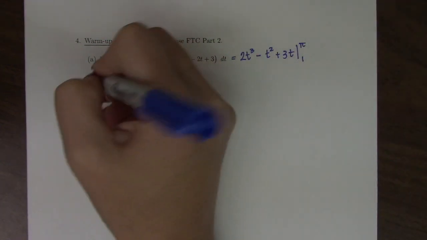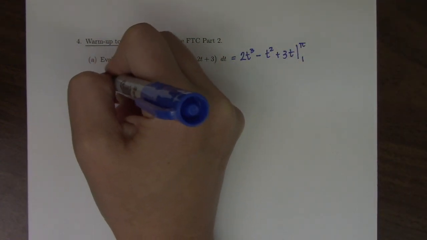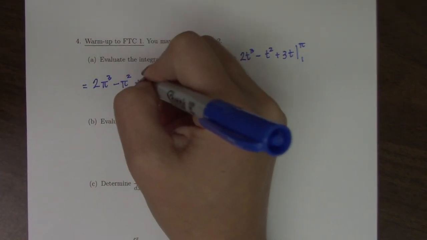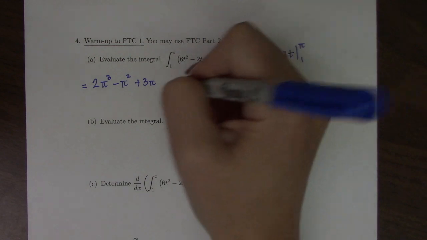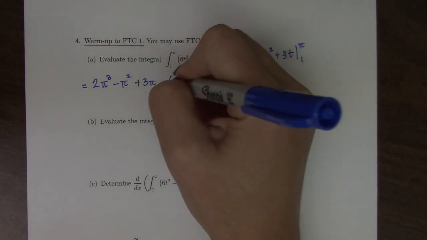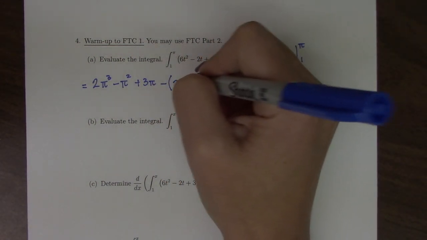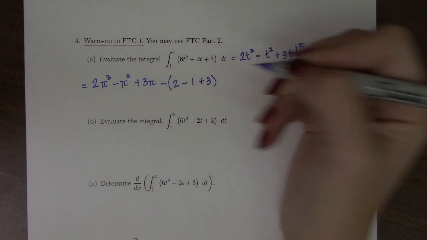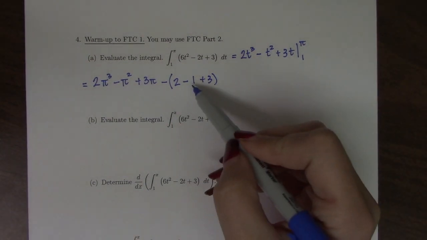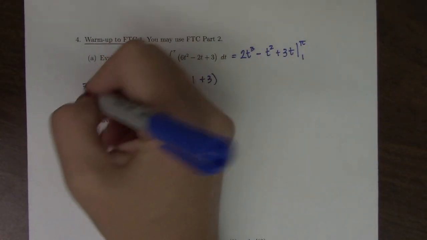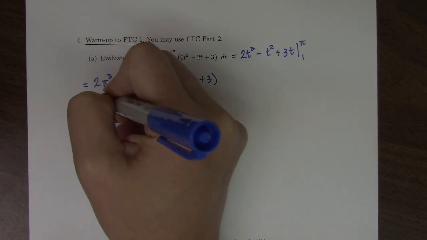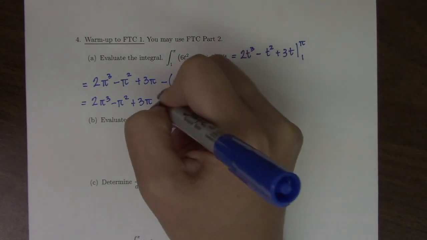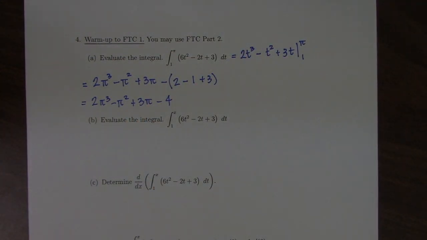So we plug in pi first. So it's 2 pi cubed minus pi squared plus 3 pi, and then minus 2 minus 1 plus 3. So 2 minus 1 is 1, 1 plus 3 is 4, so I can take this one more line. And we'll get minus 4.